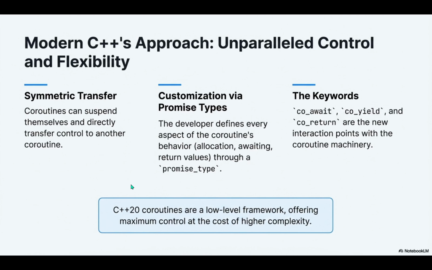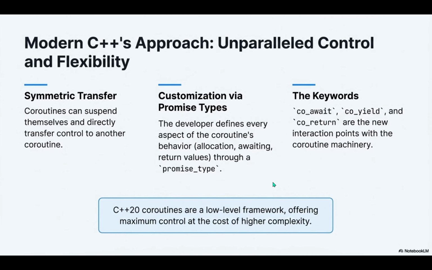C++20 coroutines are different because they're not a full runtime environment. They're more like a low-level language framework that lets you build your own async systems. You get the keywords co_await, co_yield, co_return, and then you, the developer, have to build all the machinery around them. It sounds like the language gives you the engine parts, and you have to assemble the car. That's a great way to put it.